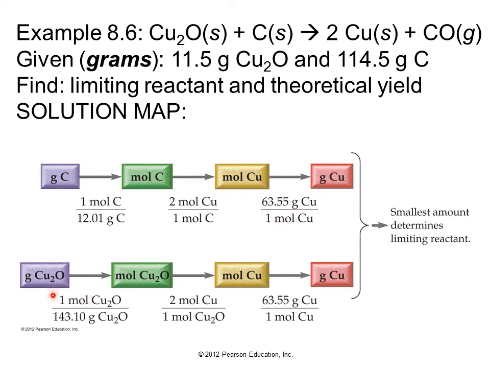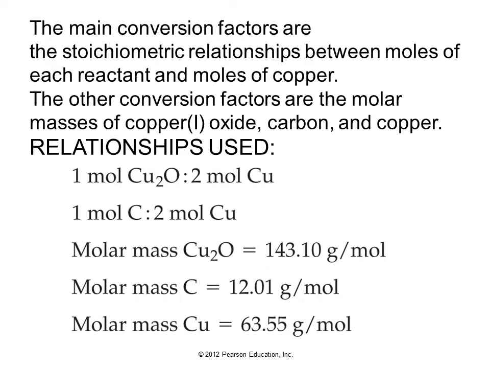Or start with the copper(I) oxide. Use the molar mass to convert to moles of copper(I) oxide. Use the stoichiometry, 2 moles of copper to 1 mole of copper(I) oxide, to convert to moles of copper. Use the molar mass to convert to grams of copper. The actual calculation, these relationships are used. To repeat them, a mole of copper(I) oxide is 2 moles of copper. You can get that from the formula really, but you can look in the balanced equation. 1 mole of carbon is 2 moles, and these are the molar masses calculated from the periodic table.